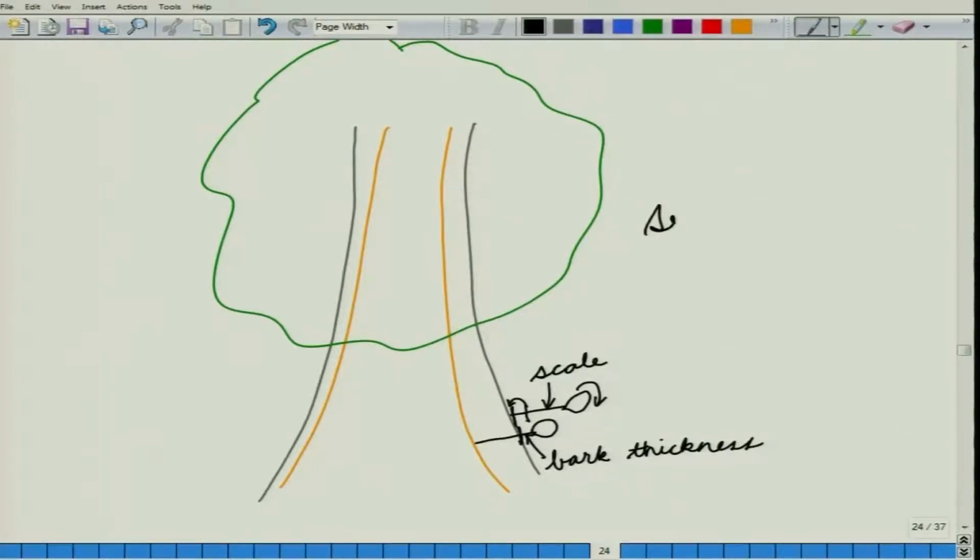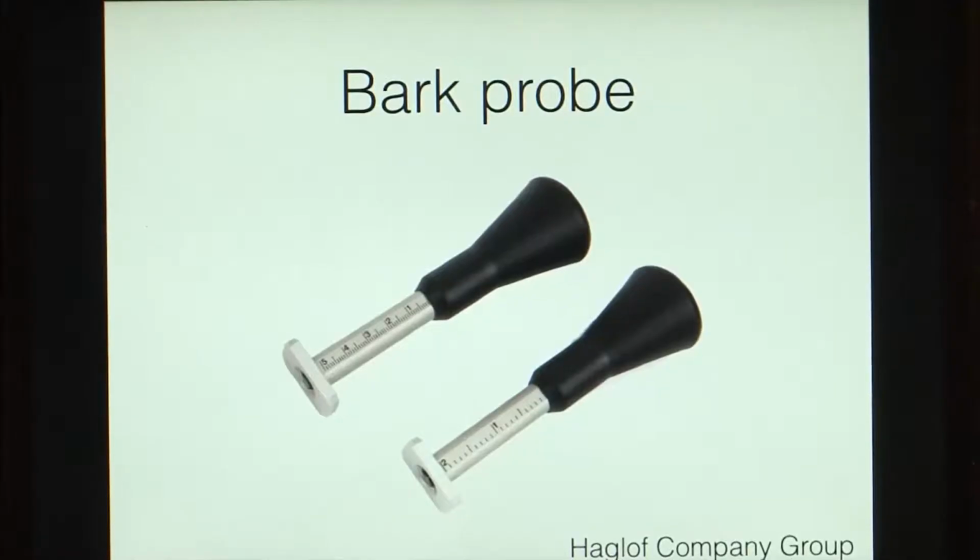So, this instrument is the Swedish bark gauge. So, this is how you measure the thickness of the bark. This instrument also has another variant called the bark probe. So, if we look at the slides now, this is a bark probe.